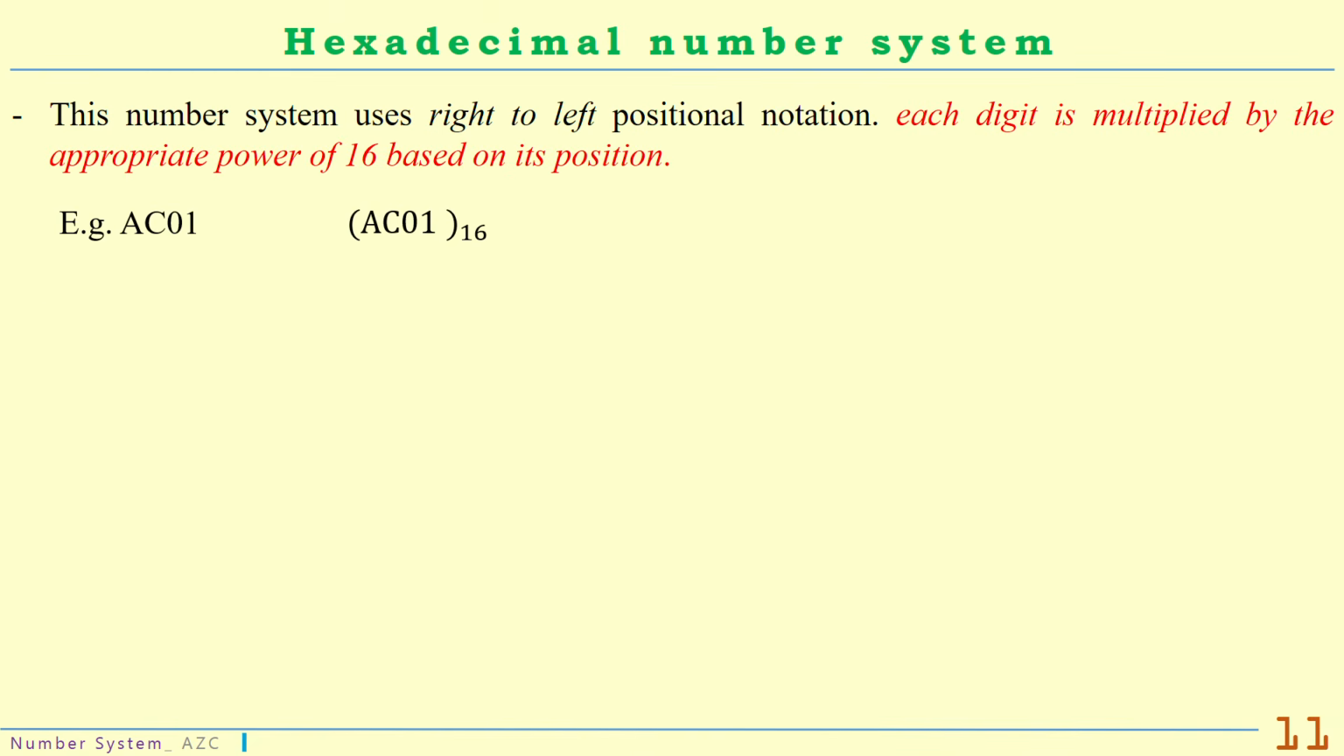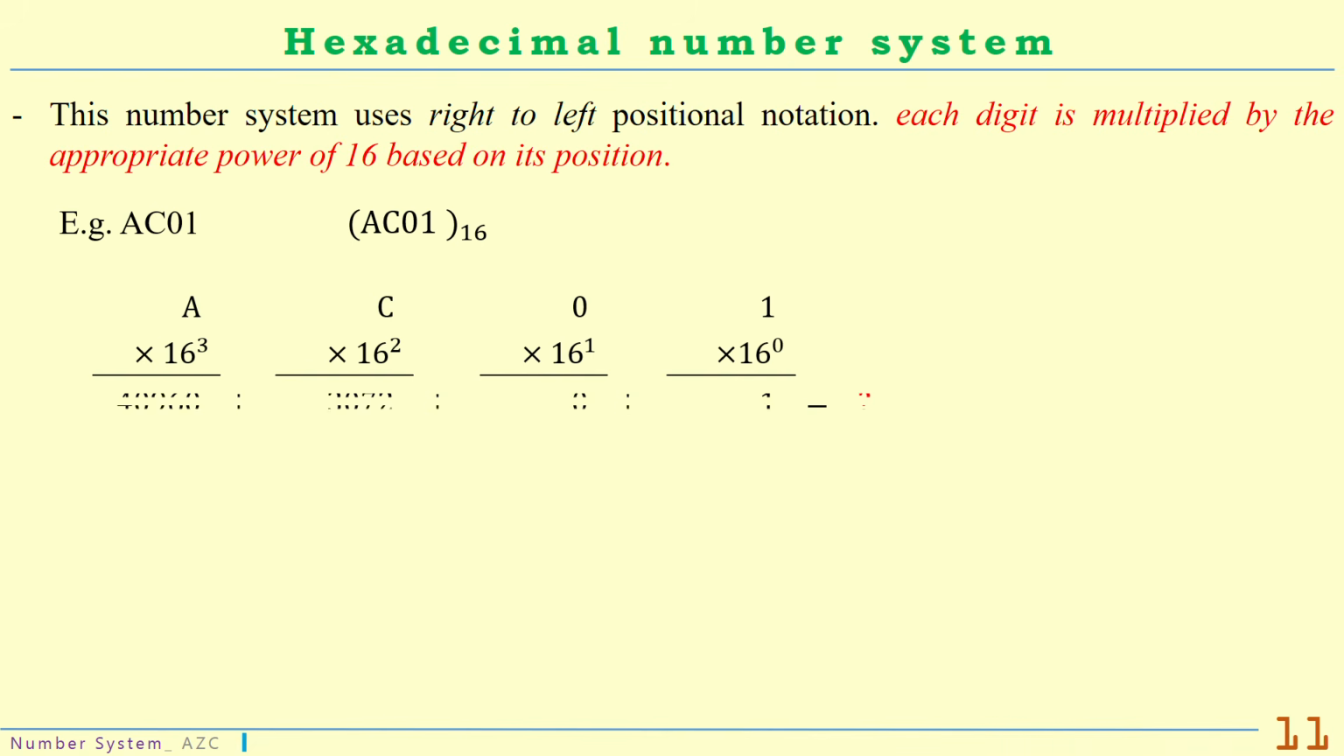This number system uses right to left positional notation. Each digit is multiplied by the appropriate power of 16 based on its position. Conversion of hexadecimal number to decimal number. Each digit is multiplied by the appropriate power of 16 based on its position, and finally, sum of all results. So, 44033 is the value for AC01 number.